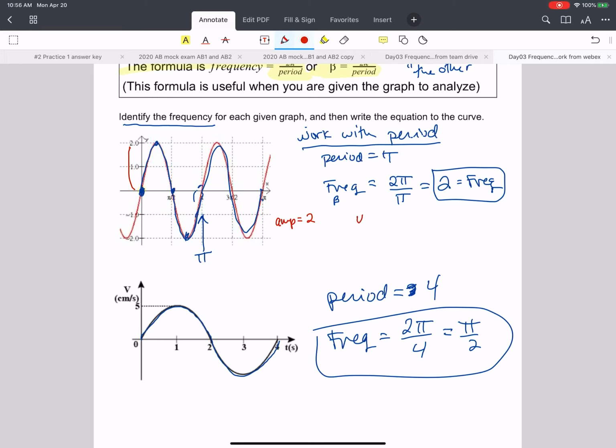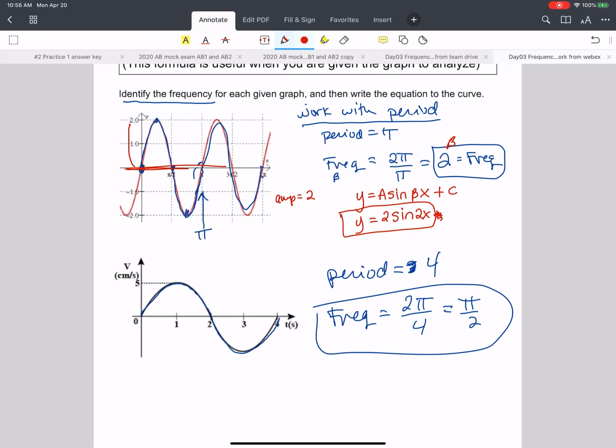What else do we need in our equation? Since this is a sine curve, y equals a sine bx plus c. That's the formula. So I have my amp is 2 and it's positive sine. My b, my frequency, is 2x, and c is my center. The center is at 0, so I don't need to write that. There it is.